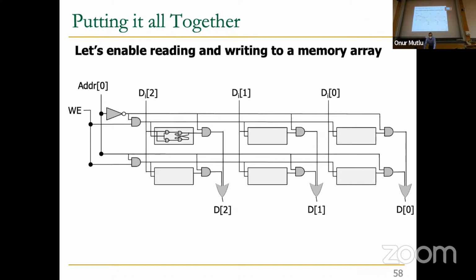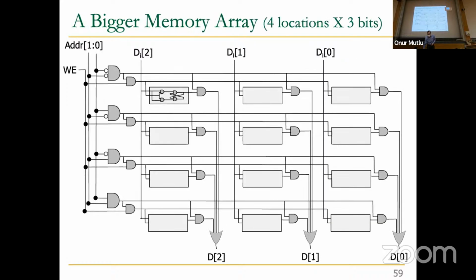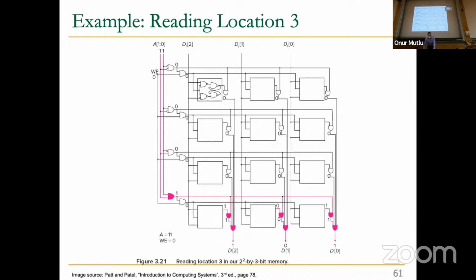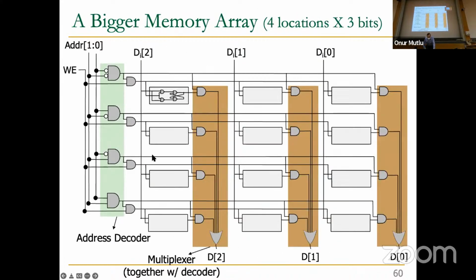Okay, now let's take a look at a bigger memory array. So how do you make it bigger? So this is 2 locations and each location 3 bits. If you want 4 locations and each location 3 bits, that's it. You make the decoder bigger, you make the multiplexer bigger. That's the idea. So this is the decoder. Now, because you have 4 locations, you need to have 2 address bits. And how do you decode the address? A 2 to 4 decoder. This is exactly a 2 to 4 decoder, right?